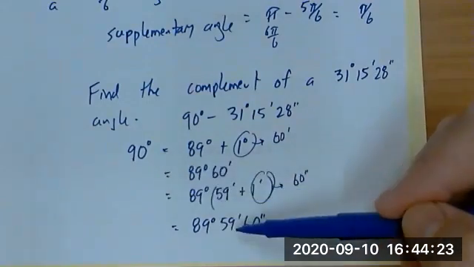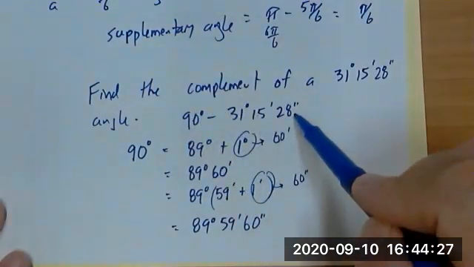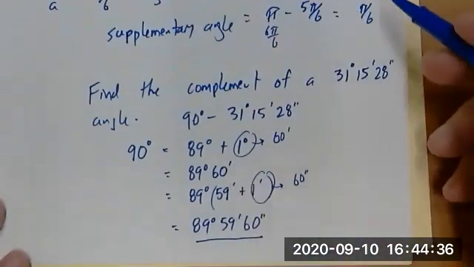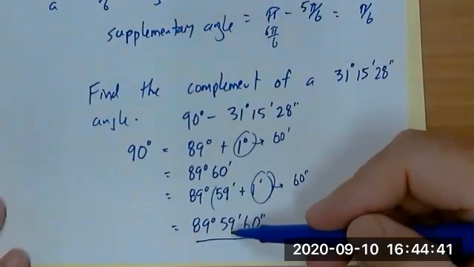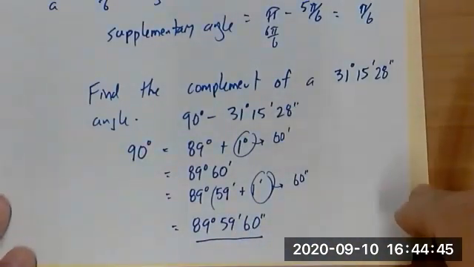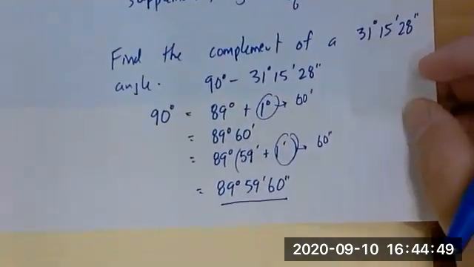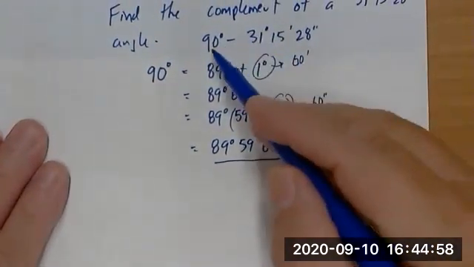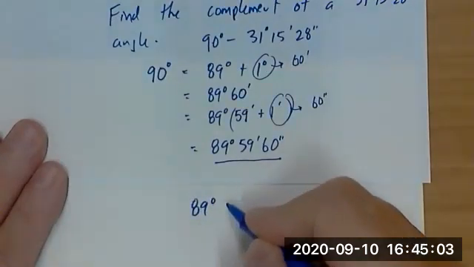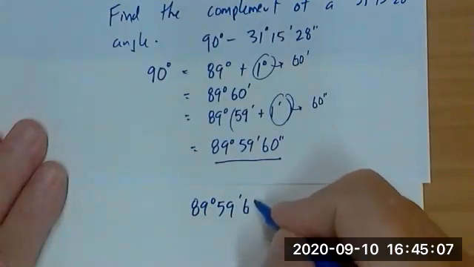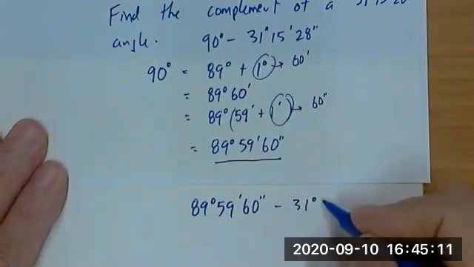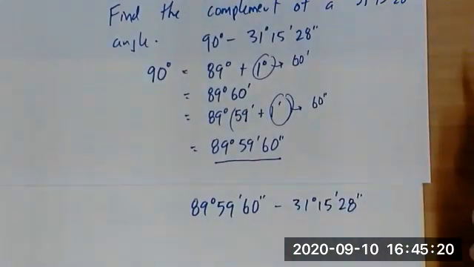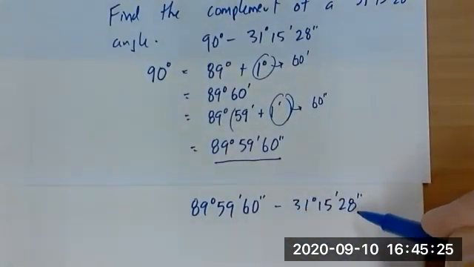Why did I do that? Because now, instead of taking 90 degrees minus this angle here, instead of 90 degrees, let me replace it with this. This is still the same as 90 degrees, but it's written differently. And because it's written differently, it makes it easy for me to solve this problem. So in other words, instead of having 90 degrees minus this, how about I say 89 degrees, 59 minutes, 60 seconds, minus 31 degrees, 15 minutes, 28 seconds.